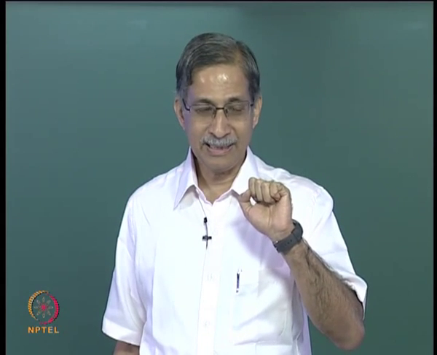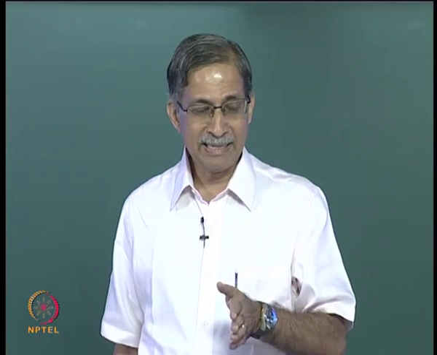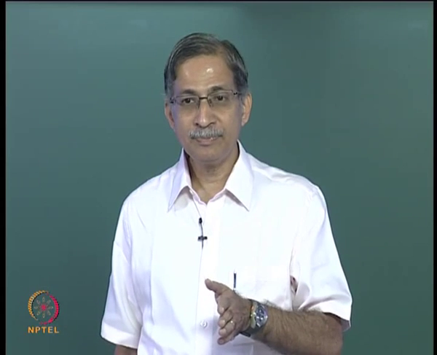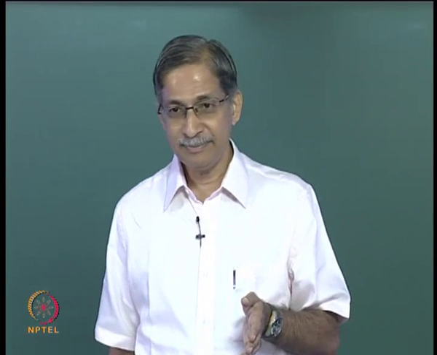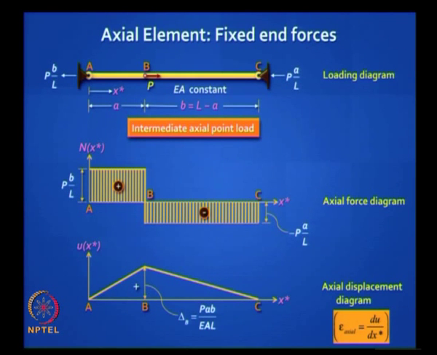The axial displacement comes by integrating the strain, right. The strain is directly proportional to the internal force N. So if the internal force is constant, the displacement will vary linearly, which is what we have done earlier. There is no shear force and bending moment here. Is it clear? So that is the argument, and you can prove that it is going to be PAB by EAL. With this you know everything about the fixed end force here.